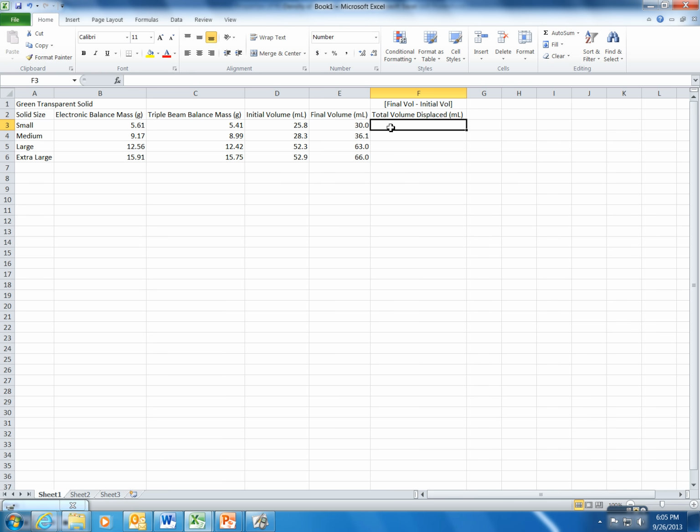And in order to let it know that it's doing a function or a mathematical equation, you have to type in an equals sign. So I'm going to type in equals, and then you just have to tell it what to do. And I want it to take the final volume and subtract the initial volume. And so what I did there was I merely clicked, just a left click, a normal click of one cell, then I typed subtract, and then I clicked the cell that I wanted to subtract. And now I'm just going to press enter. And as you can see, it gives me 4.2 milliliters, which is exactly what I wanted.